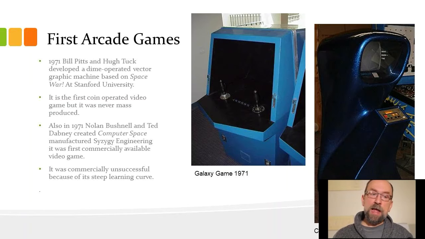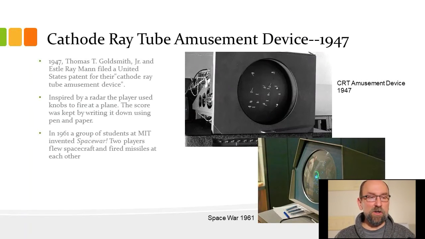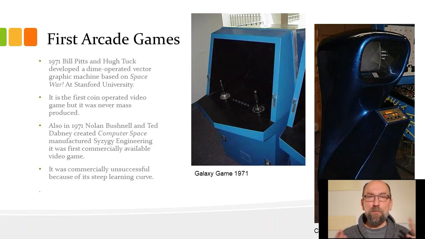And then the very first arcade game developed at Stanford. So in 1971, Bill Pitts and Hugh Tuck developed the first dime-operated vector graphic machine called Galaxy Game, again, based off of the original Spacewar, which was based off of the cathode ray amusement device. And so they built this thing on campus and made some money by collecting dimes. I think there were only 2 of them at Stanford, and they just stayed there, I think, into the 1990s where they were decommissioned. So they were never mass-produced.